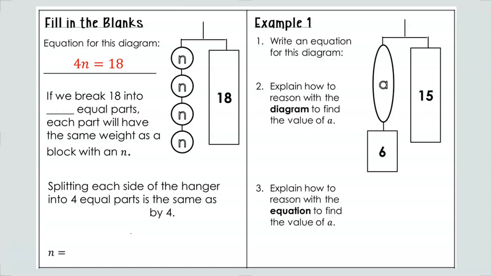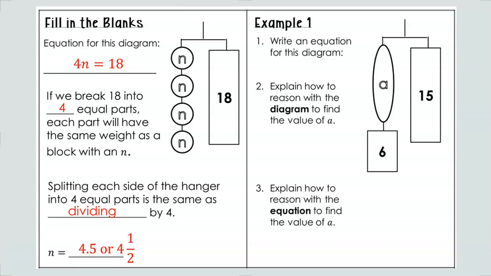If we break 18 into 4 equal parts, each part will have the same weight as a block with an n. Splitting each side of the hanger into 4 equal parts is the same as dividing by 4. If we take 18 divided by 4, we get n equals 4.5 or 4 1/2.